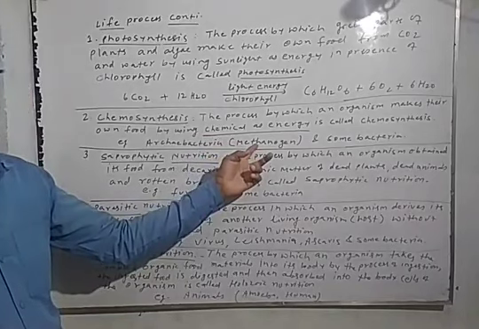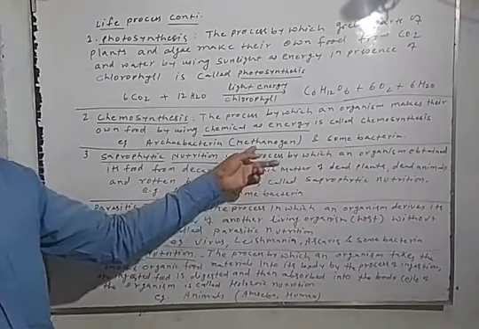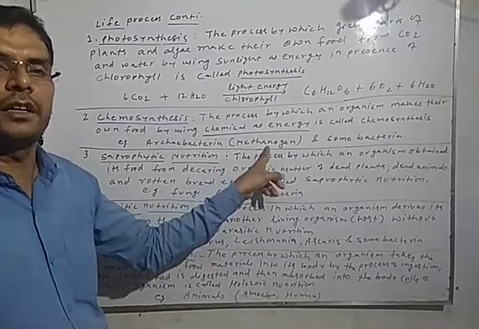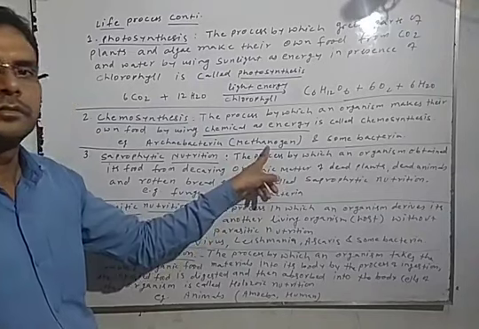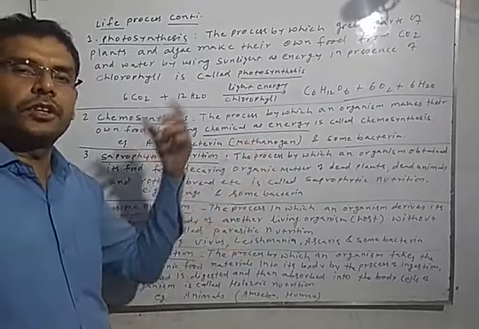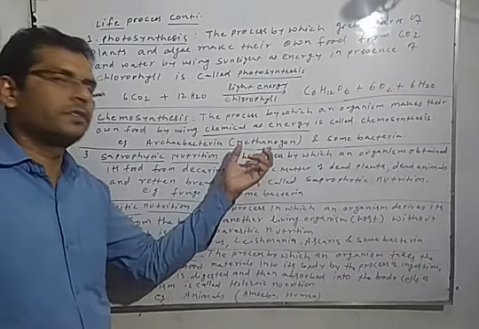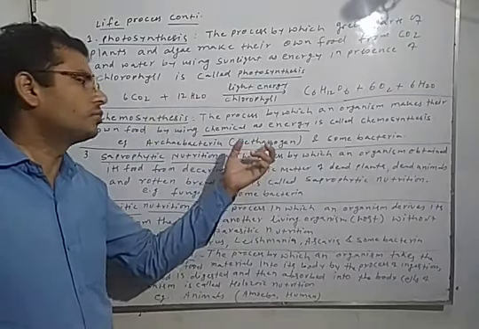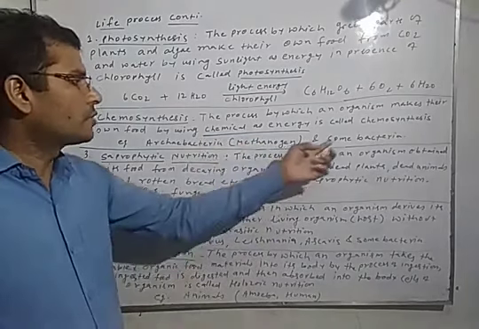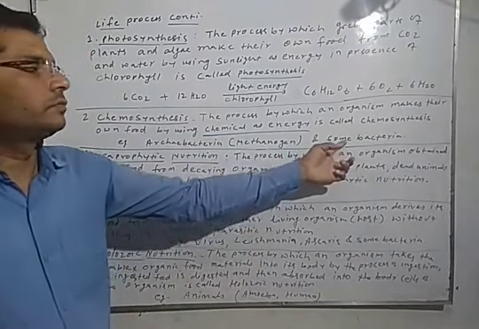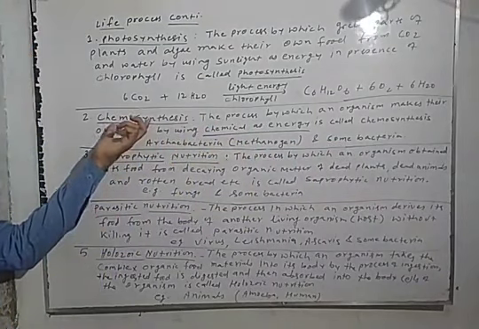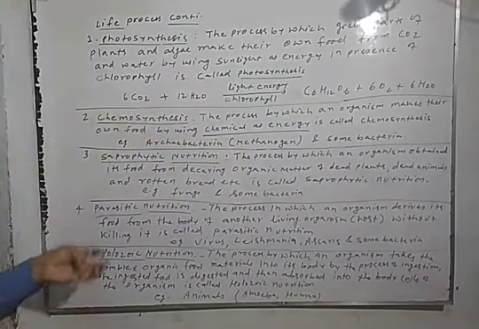Methanogens are a type of archaebacteria. These methanogens are present in the dung of cattle, and they utilize chemicals for the manufacture of their food and also release methane gas. So this archaebacteria is called methanogens. And some bacteria also prepare their food by the process of chemosynthesis.